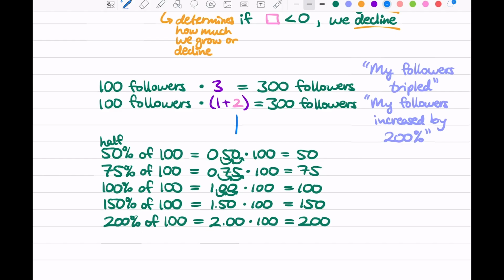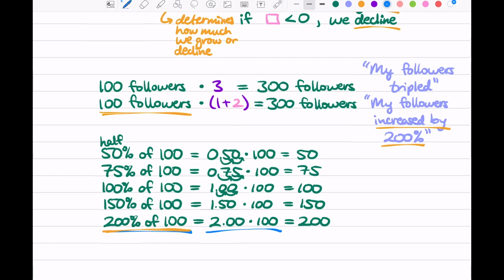So if our pink number is 2, because of the distributive property, we're going to have 2 times 100, which is the same as 200% of 100. So we start with 100 followers and then add 200% of that. So we can say my followers increased by 200%. Understanding these percents and decimals is important, so feel free to rewind this section.